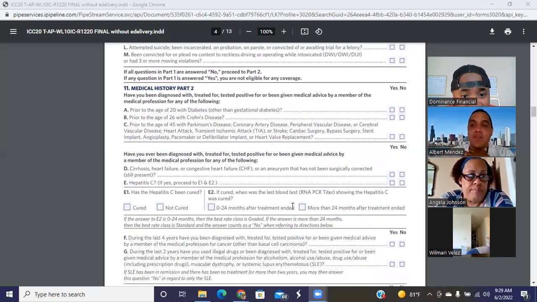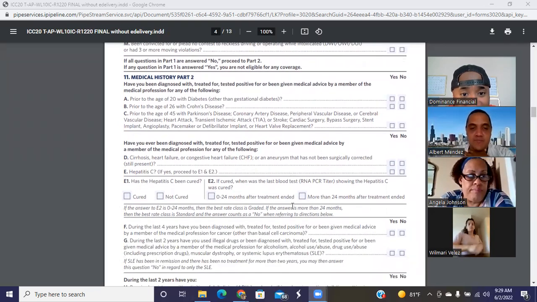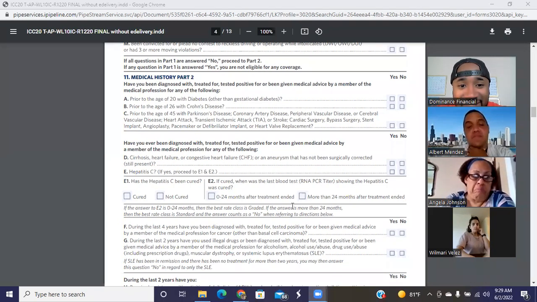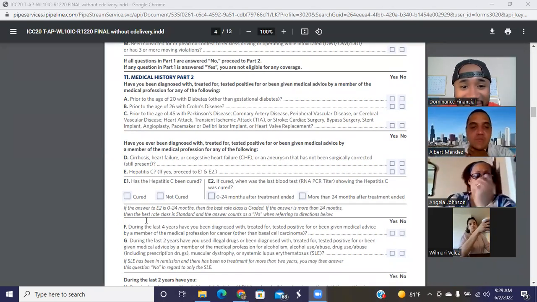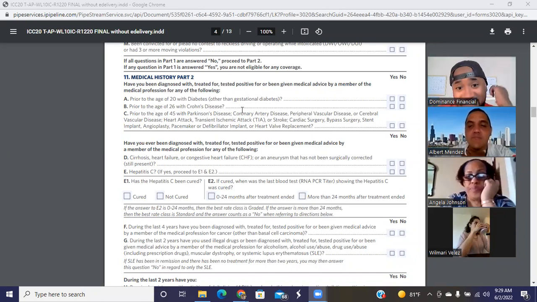Prior to the age of 20 with diabetes, other than, I can never say that word right. Gestational, is it gestational or gestational? How do you say that? Gestational diabetes. I'm right here on gestational. I always say that wrong.